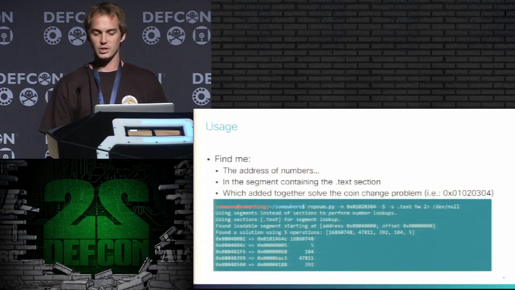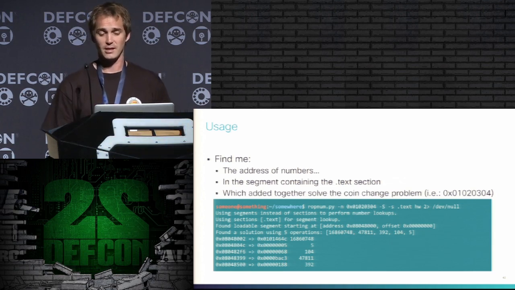So an example usage is: find me the address of numbers in the segment containing the text section, so a read-only section, which added together solve the coin change problem. So here, if you look, it will spit out at the lower part 5 numbers, and if you add those together, you get your target number, which is your shellcode chunk.